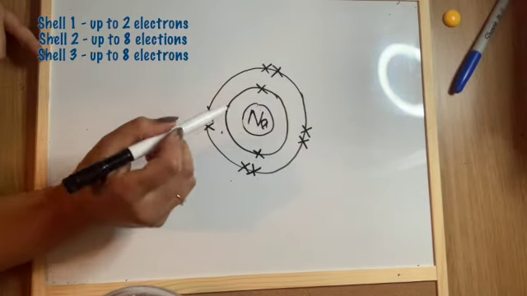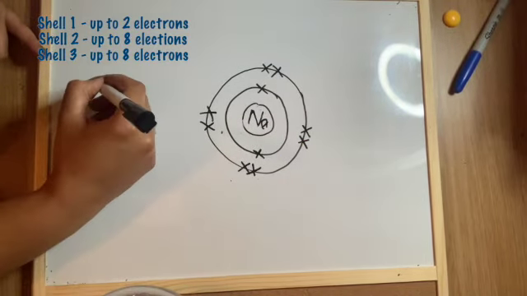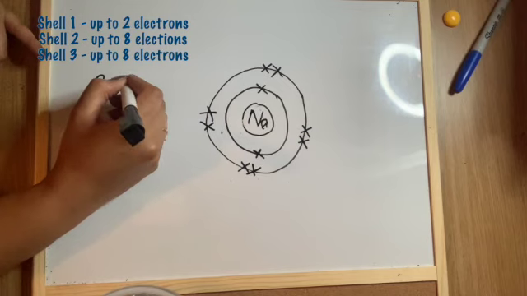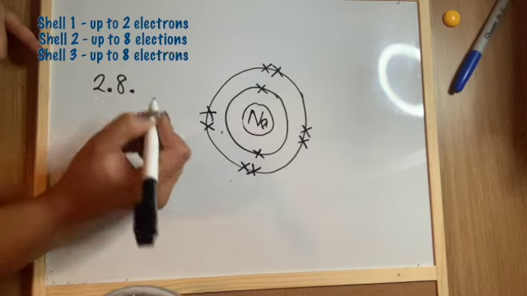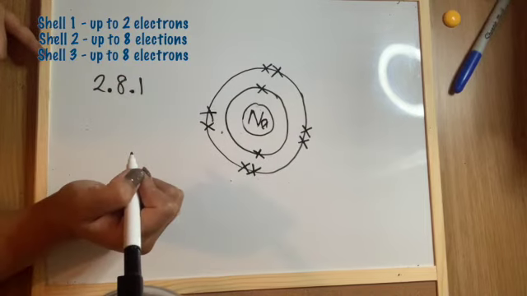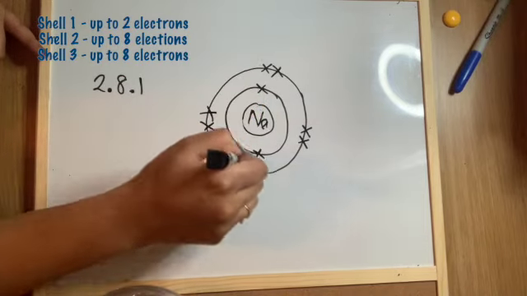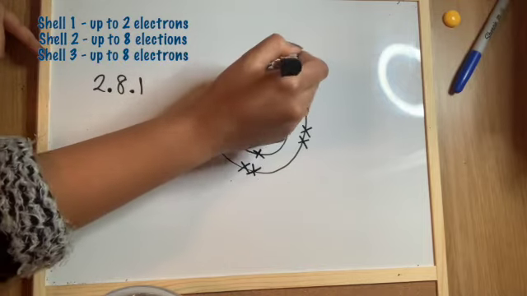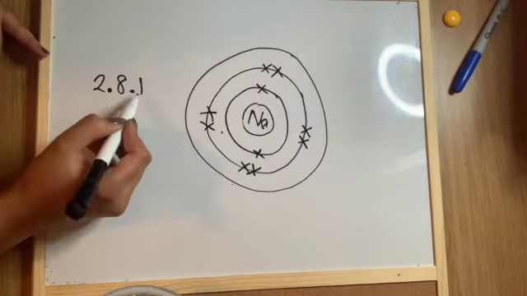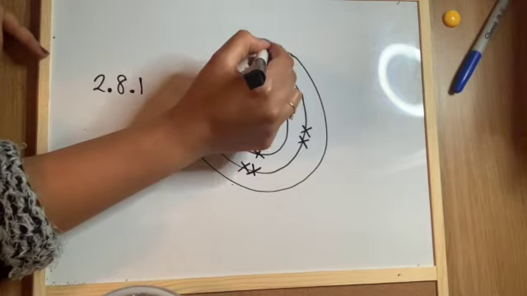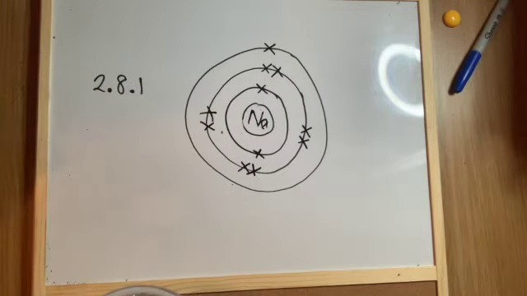Okay, now sodium has 11. So we've got 2 on the first, then 8. I can see that by drawing my electron configuration. But because it's got 11, it needs another 1. I can't put any more on this electron shell because it's full, so I have to draw my next electron shell because I still have 1 electron to put on. And there we go, that's my sodium.